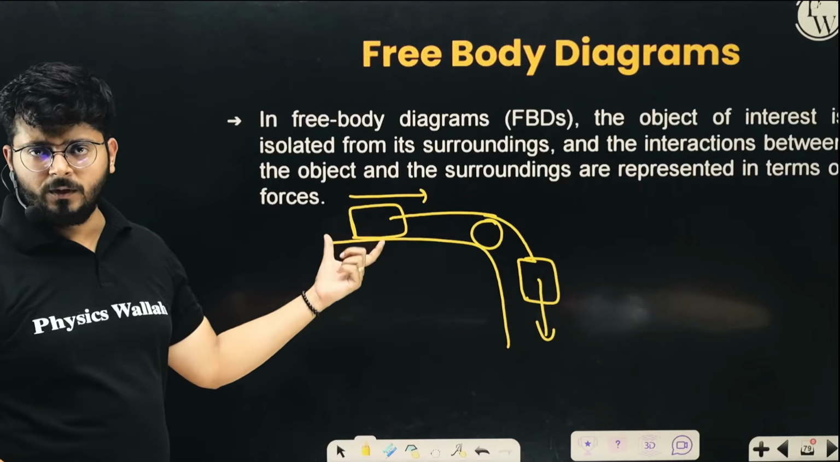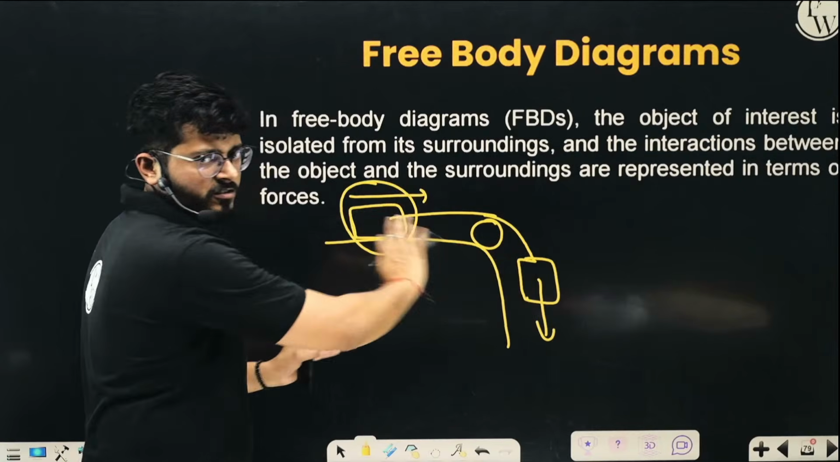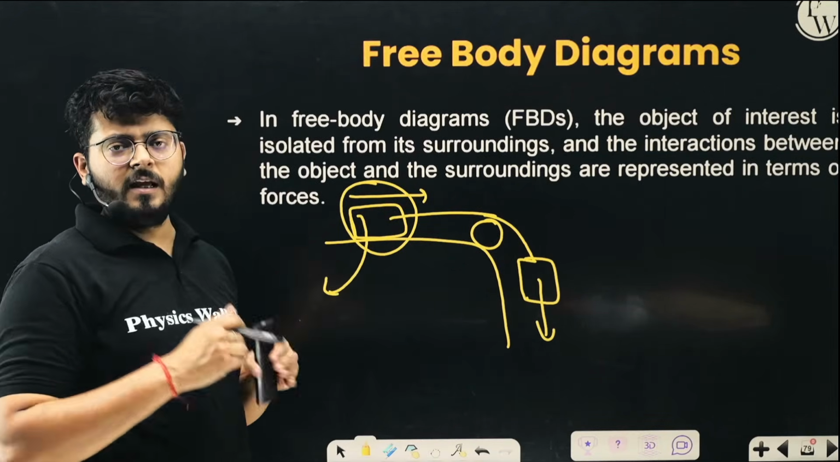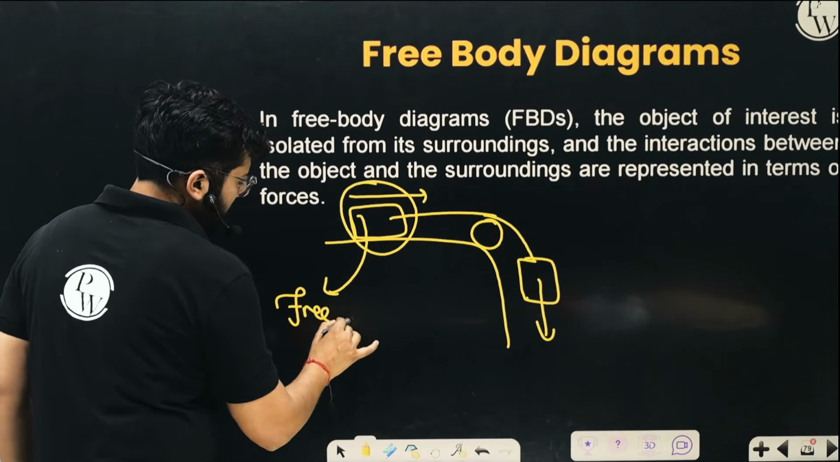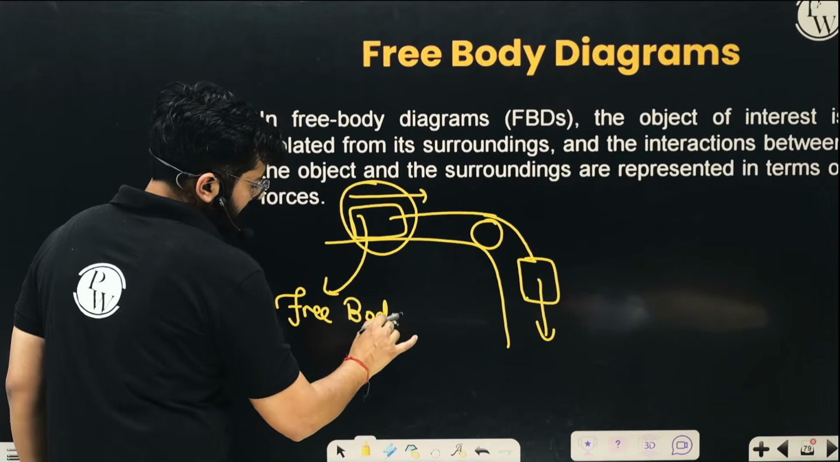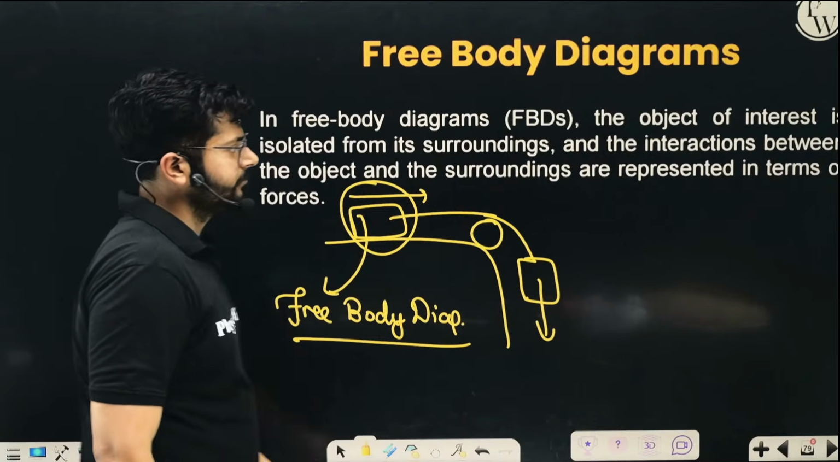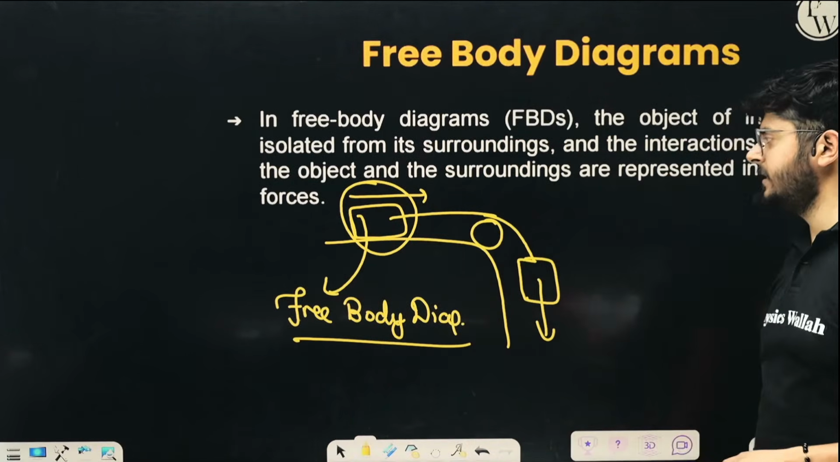So what we need to do is, we have to separate this body from the rest of the system, right? So when we separate one body from the rest of the system, we are making it free from the rest of the system. We are calling it the free body diagram. I hope the idea is very, very clear, right? We are calling it the free body diagram. I hope it is making some sense, right?